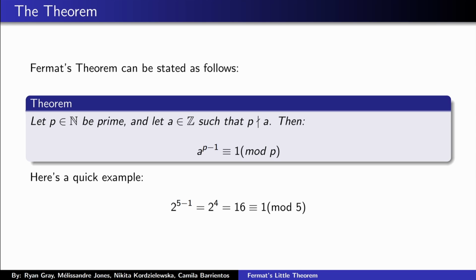Fermat's little theorem can be stated as follows. Let p be a prime number, and let a be any integer such that p does not divide a. Then we get a^(p-1) is congruent to 1 modulo p. Here is a quick example. 2^(5-1) is equal to 2^4, which is equal to 16, which is congruent to 1 modulo 5.